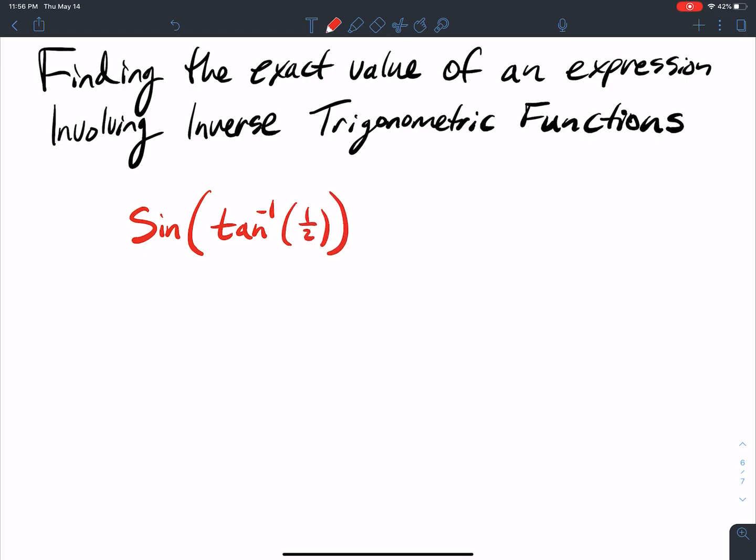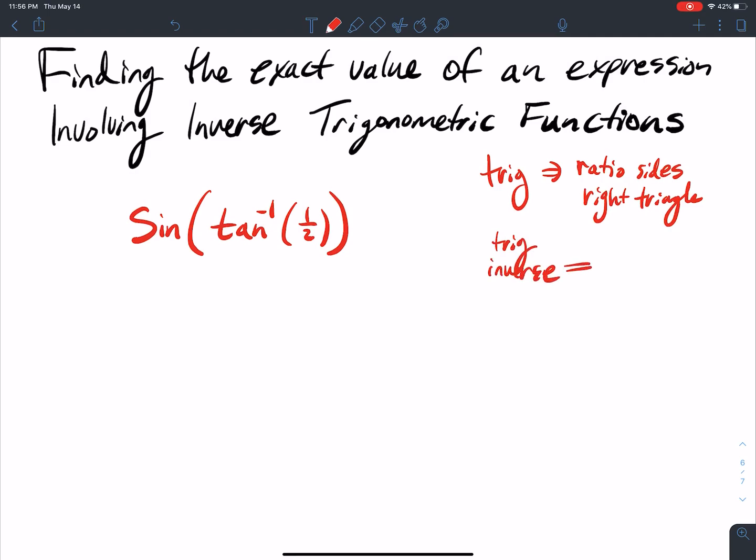Okay? So first thing I want to do with this, I want to recall that trig gives me the ratio of the sides of a right triangle, okay, and that trig inverse, what does that tell me? That tells me the angle theta. So I'm going to deal with the trig inverse inside here, and I'm going to call this theta. Theta is equal to the arctangent of 1/2.